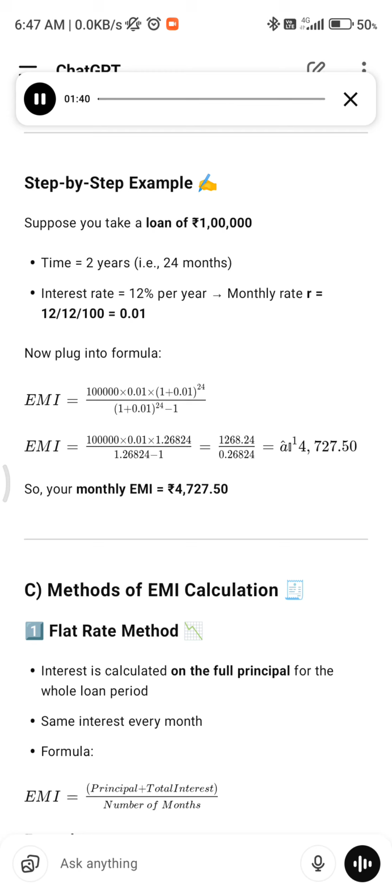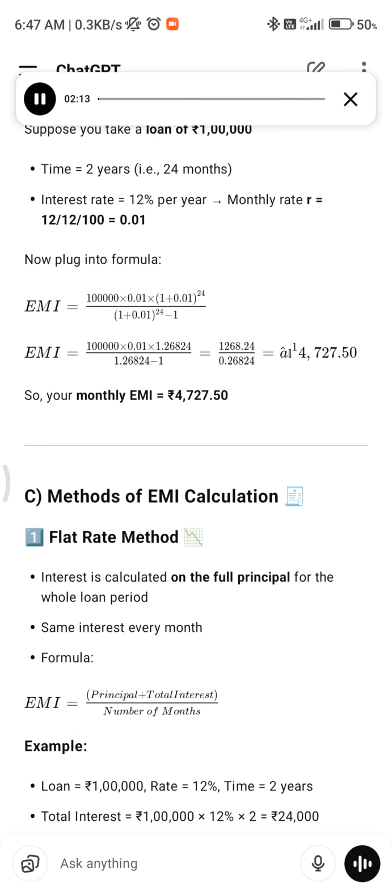Now plug into the formula. EMI equals 1000 times 0.01 times (1 + 0.01)^24 divided by ((1 + 0.01)^24 minus 1). EMI equals 1000 times 0.01 times 1.26824 divided by (1.26824 minus 1), which equals 4,727.50. So your monthly EMI equals 4,727.50 units.